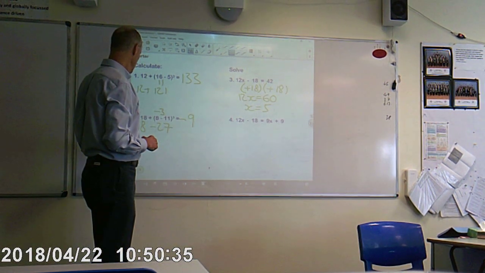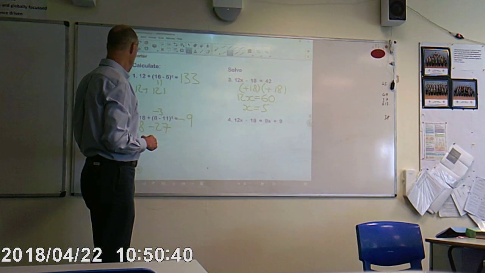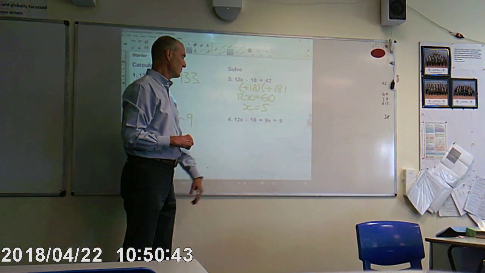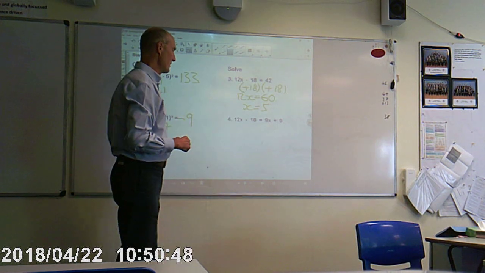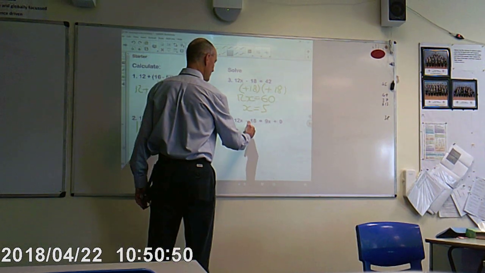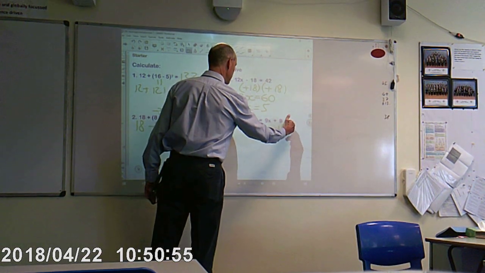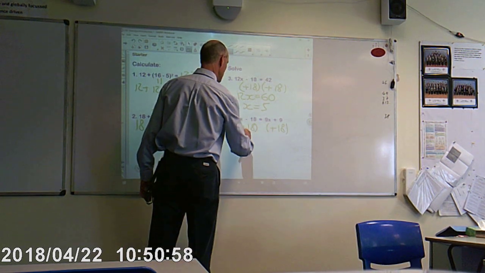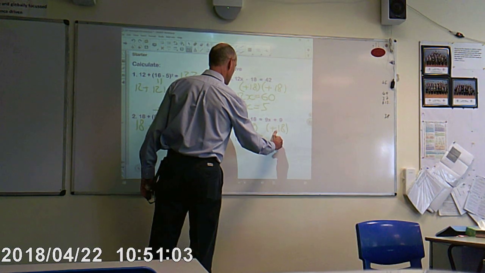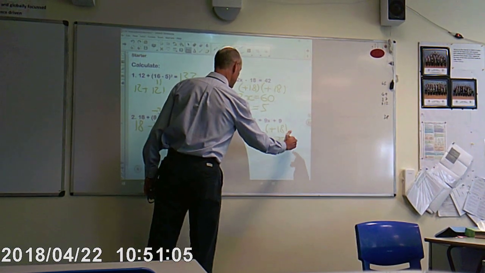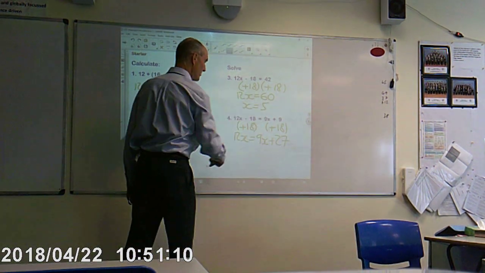Final example. Let's give ourselves a little bit of extra room there. Right, so what have we got? We've got x's on both sides, we've got numbers on both sides. So let's add 18 to both sides. We'll add 18 to the left, we'll add 18 to the right hand side. So now we've got 12x equals 9x plus 27. Yeah? 9 plus 18 gives us our 27.